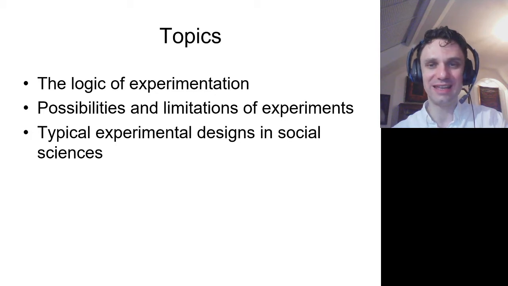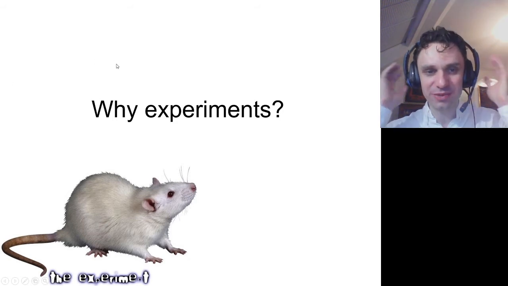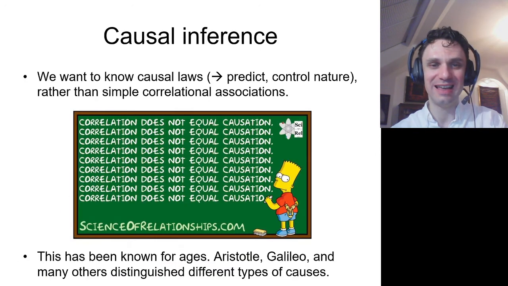So we will begin by addressing the issue: why do we need those experiments at all? What kind of purpose do they serve? And why can we not get by without them in our science? The very simple answer is because we want to make causal inference. We want to know the causal laws that govern nature. We are not interested in simple statistical associations, but in proving that behind an association there is a cause and effect relationship.